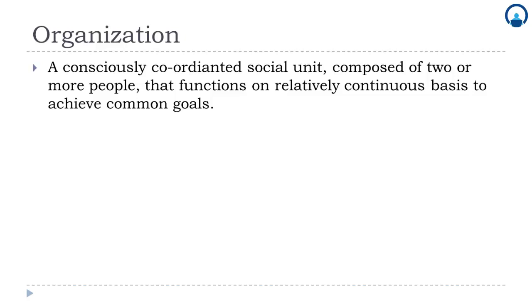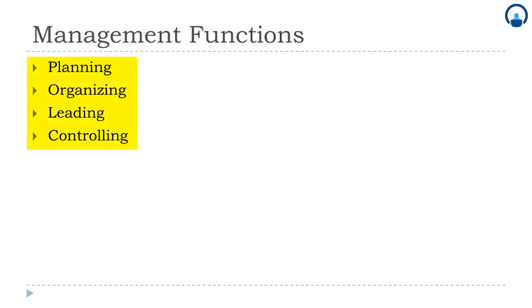So now we know what an organization is, but who is a manager? A manager is a person who works in the organization. But what does a manager do in the organization? The managers plan, organize, lead, and control activities. So these are the four basic management functions: planning, organizing, leading or directing, and controlling.